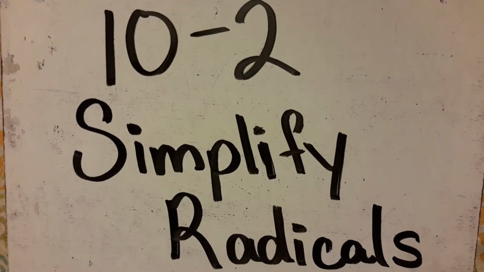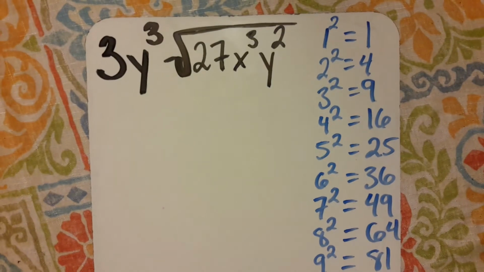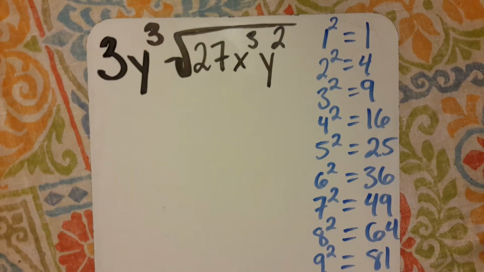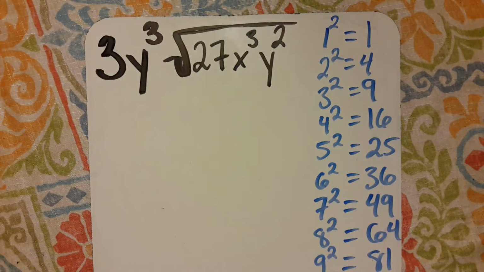Okay, next up is 10-2, simplifying radicals. This is a general example of what the radicals are going to look like today. You're going to have some stuff on the outside, a radical sign, and a whole slew of stuff underneath. Our goal is to take out any squares that we can so that there's no square numbers or variables or anything underneath the radical sign.